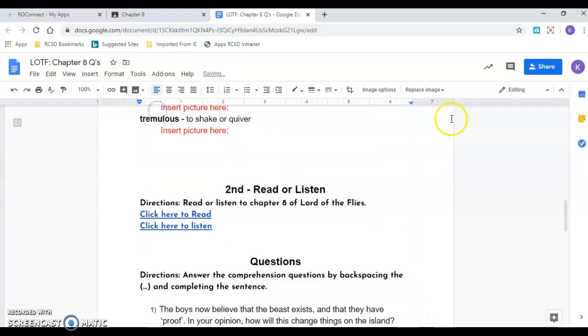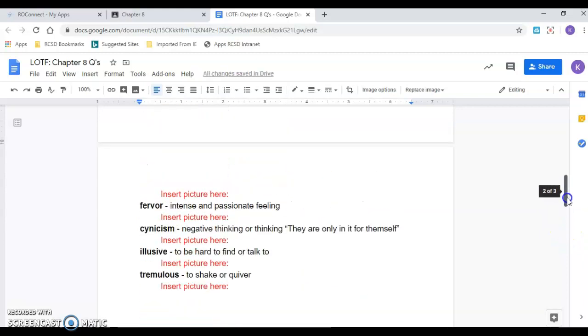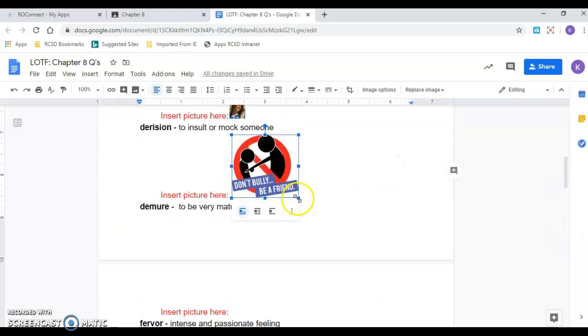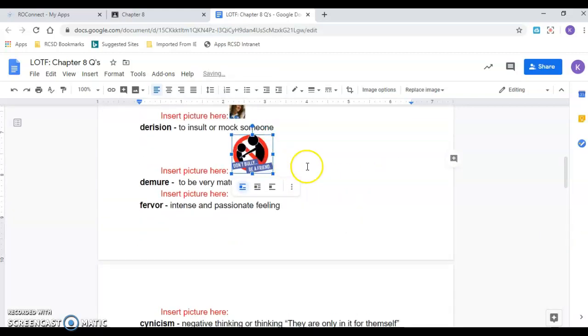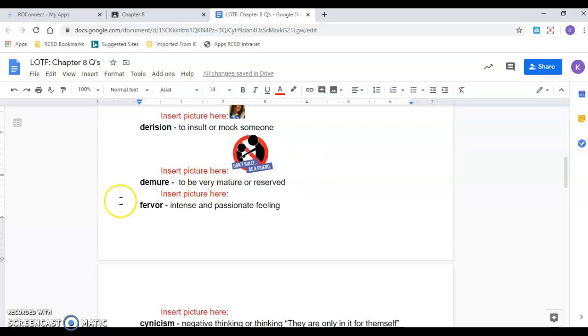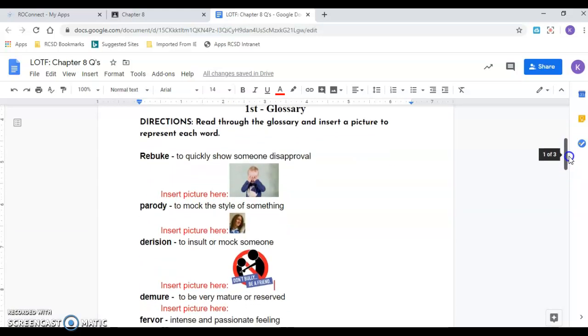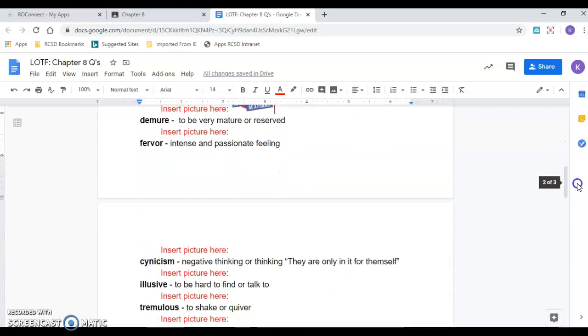That's a big theme we constantly see throughout this book: the bullying, or that someone who's stronger or feels that they have power can abuse other people in the group. Demure: to be very mature or reserved. Find your own picture for that. Your pictures don't need to be the same as mine for the first few. I just wanted to show you what you were doing.